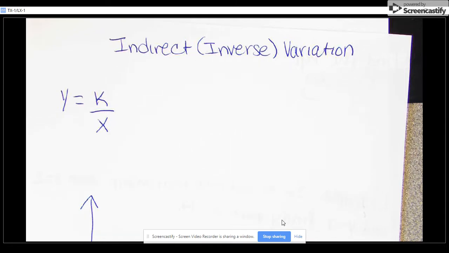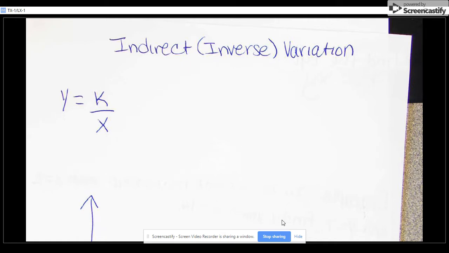Hi everyone. Today we're going to be talking about indirect, also known as inverse variation. You'll hear throughout this video that I use indirect and inverse interchangeably, so please make sure that you know that both of these mean this type of variation. Now, indirect or inverse variation is when the x values and the y values have an indirect or opposite relationship. So this is different than direct variation.